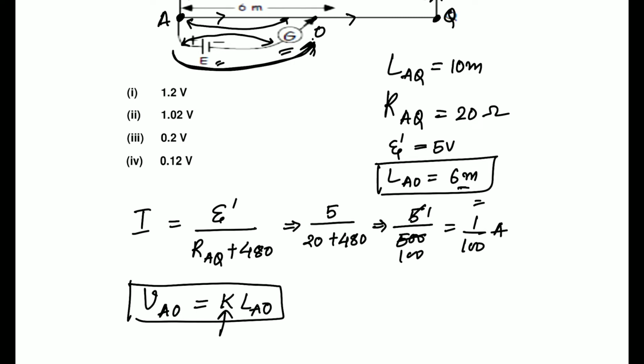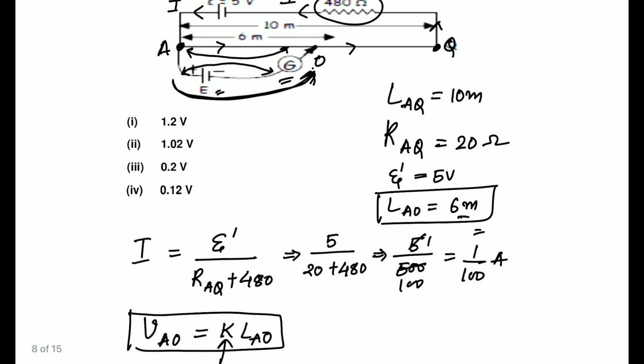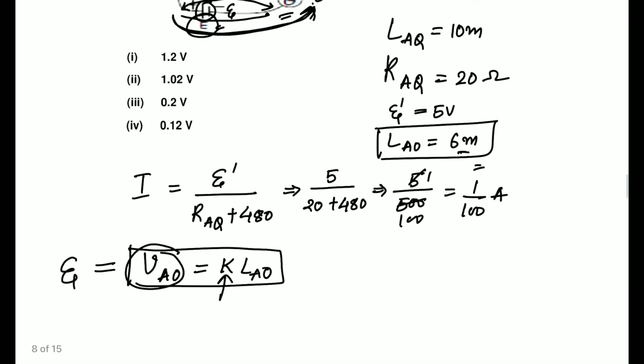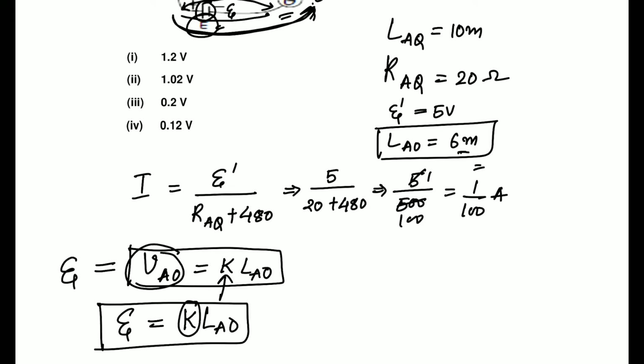If I know the value of this potential gradient K, then I can find out the value of the EMF. You have to understand that at your balancing length, this will be equal to the EMF, the EMF which I want to find out. Because there is no current flowing through this wire, at that time the potential across your battery is actually the EMF. So I can find the value of EMF with this. The only thing keeping me from finding the EMF of this battery is this potential gradient, so I have to first find out this potential gradient.